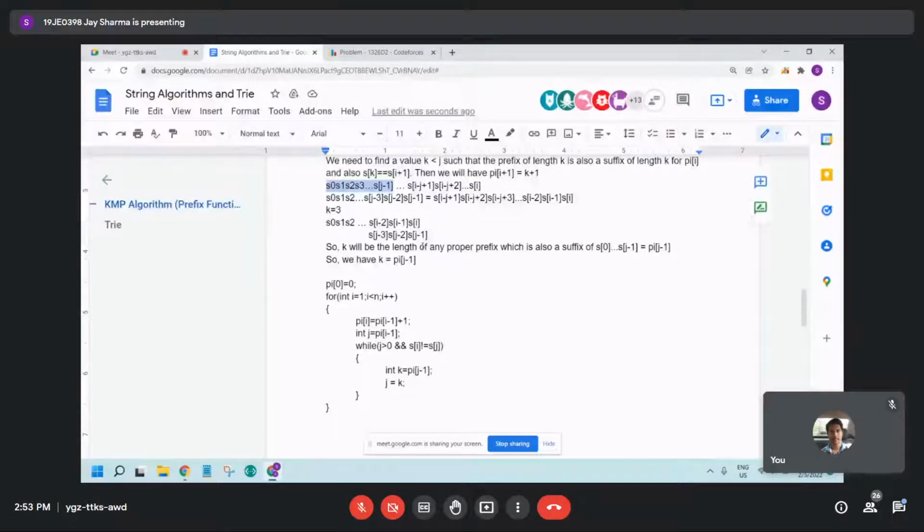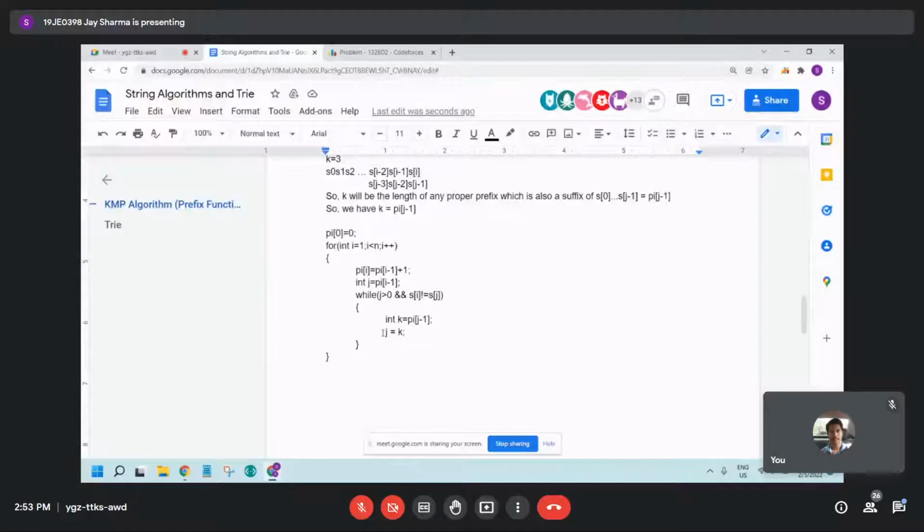So if this is also not satisfied, then this j minus 1 should be reduced to k minus 1, right? So basically that's what we are doing. We are making j equal to k, and we will continue until we get some condition like this: s of I not equal to s of j. And once we get the condition, we need to check if s of j equals s of I, and this holds true, then we can say pi of I equals j plus 1.